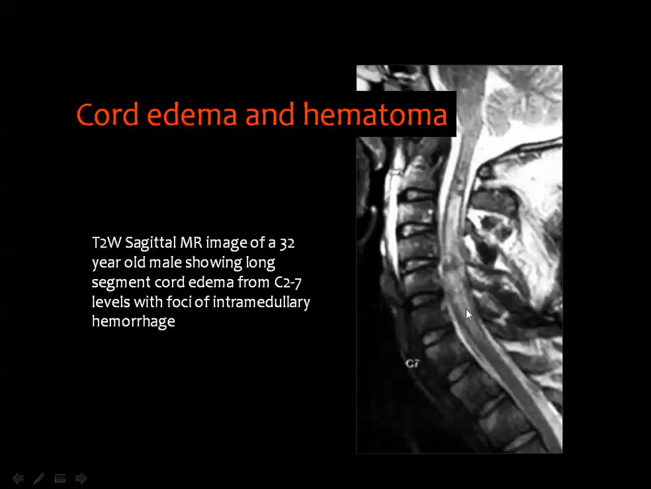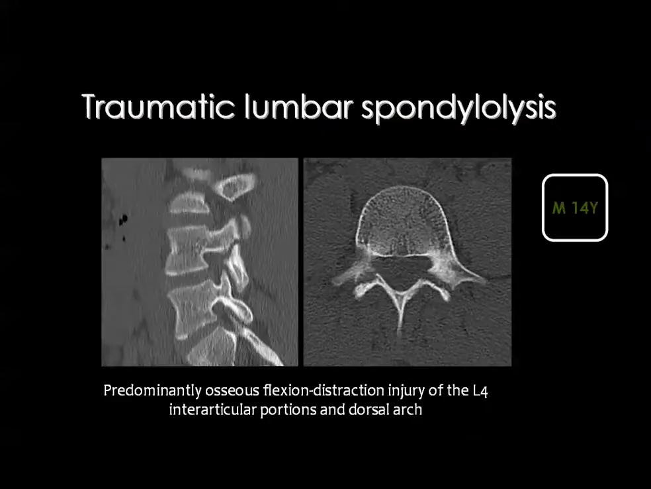But because of the presence of cord edema, which is this bright diffuse brightness in the spinal cord, you can appreciate these black dots, which represent the acute blood, which represents the deoxyhemoglobin.